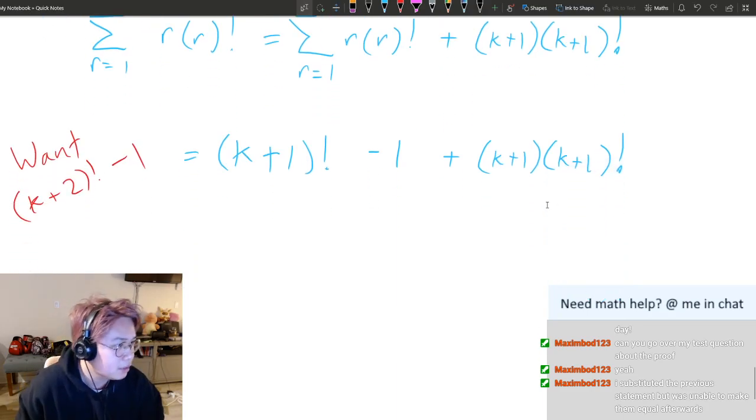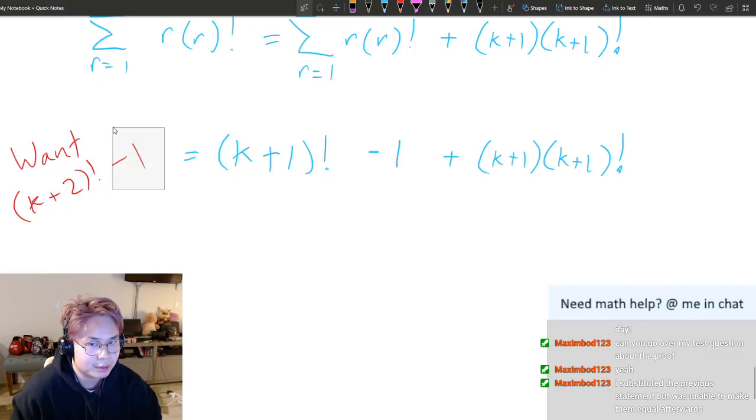Okay, so then we just play around with this. Here's our minus 1, probably, from the proof. And then we need to combine these two terms together. They do have a common factor, so that's what I'm going to do. And then do a common factor of k plus 1. And then it more or less is done.